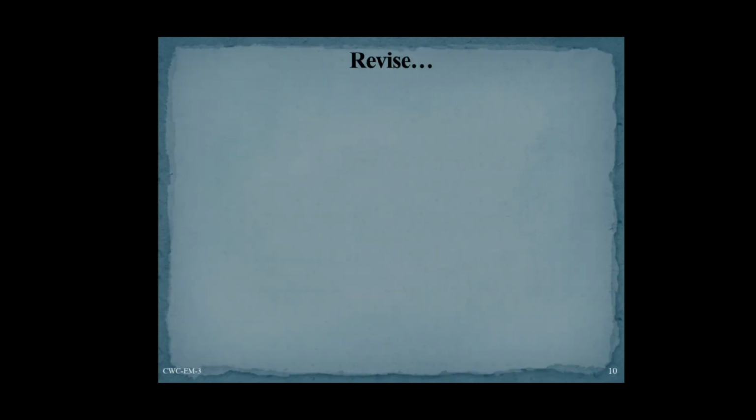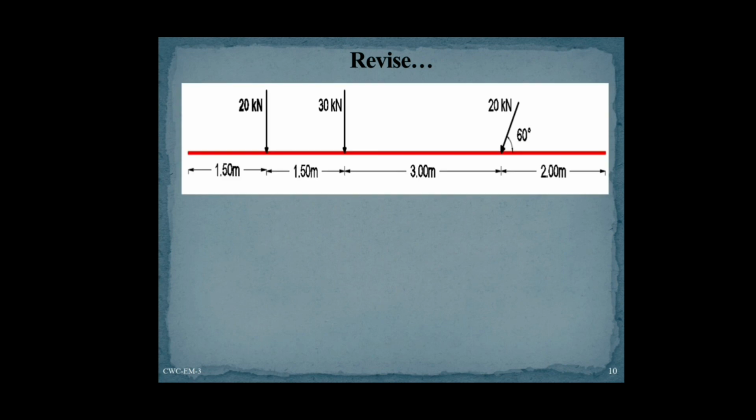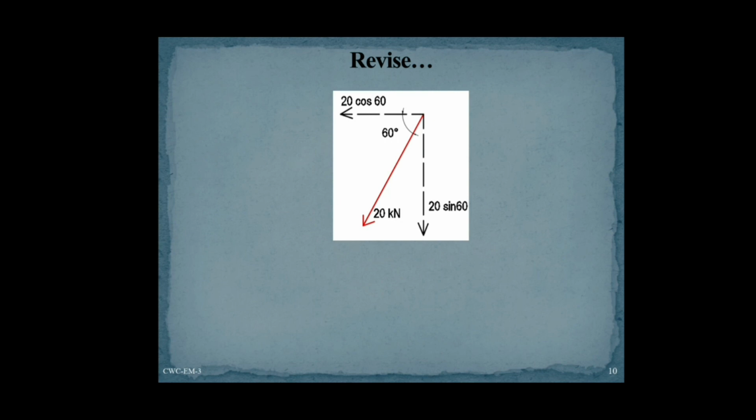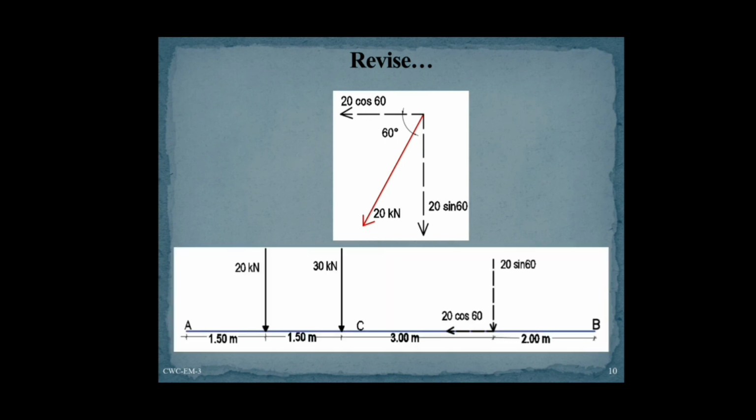Let's revise the solution once again. So this is our system. Since we have an inclined force here, first we have resolved the inclined one into its rectangular components. Since it is in the third quadrant, it is coming like this. So after resolving, we have replaced the inclined force with its rectangular components. So we got the system like this.